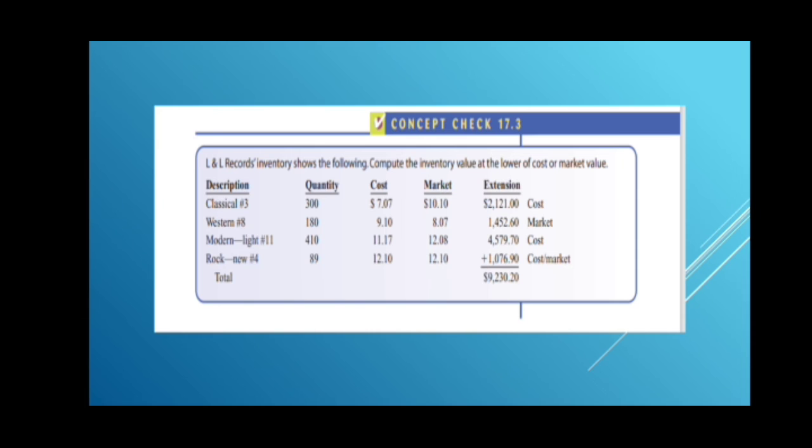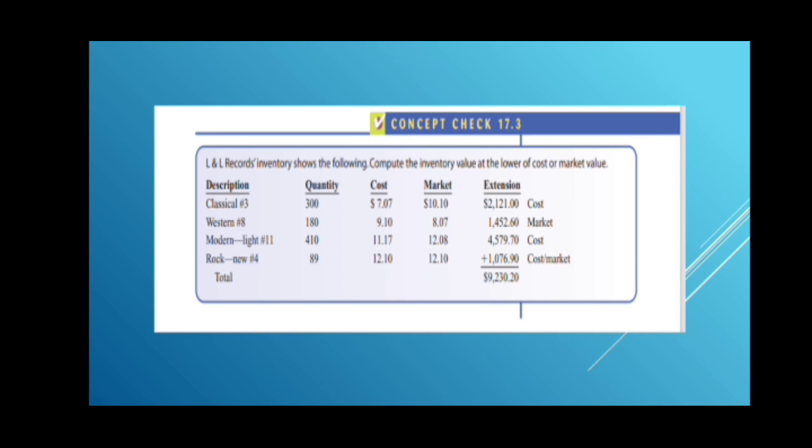Concept check 17.3. In concept check 17.3, the first column is the list of the products or the description. Then the second column is the list of the quantity of each product. Then the third column is the list of cost of each product. Then the fourth column is the list of each unit price at market.